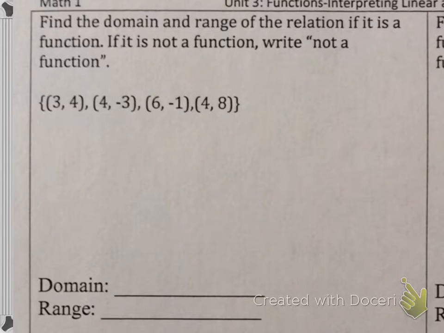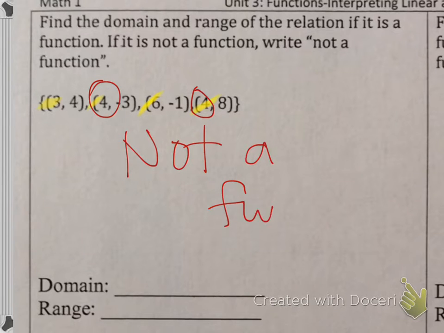All right, find the domain and the range of the relation if it is a function. If it's not a function, write not a function. Well, the first thing we need to decide is whether or not it's a function. So let's check our x values. Do they repeat? Here's 3, here's 4, here's 6, here's 4. Well, that was lucky for us because those repeat. The 4 and the 4 repeat, which means this is not a function. And we don't even have to worry about range and domain if it's not a function.